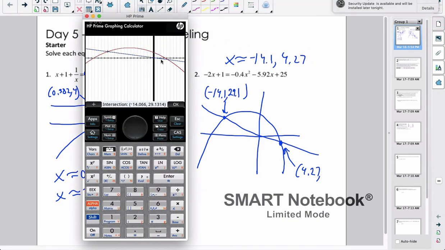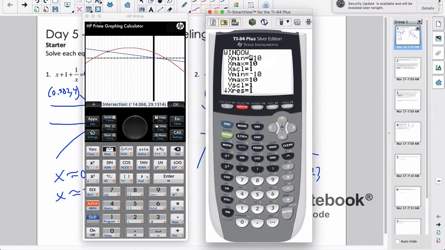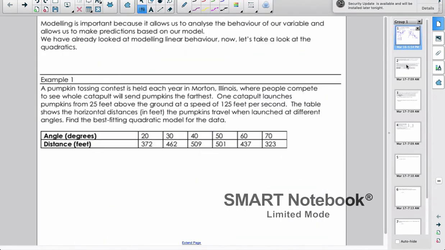If you do this with a TI-84, then you need to go to Window and make your window bigger, or you won't be able to see the points of intersection. Okay, next we are going to do some modeling. That means we have some real-life data that's probably quadratic, and we're going to fit a quadratic curve to model the situation.